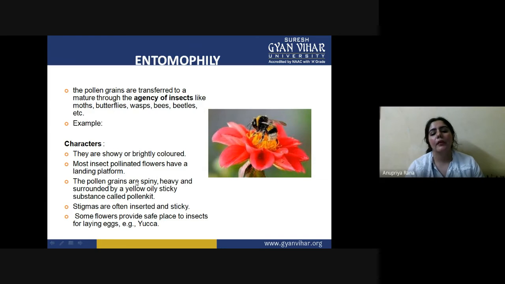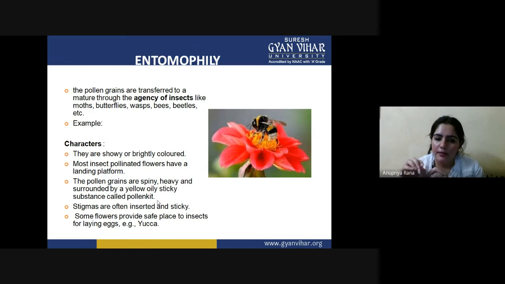The pollen grains are spiny, heavy, and surrounded by a yellow, oily, sticky substance called pollen kit. So basically, in this case, pollen has to be surrounded by a very sticky component that is called the pollen kit. Stigma is often inserted and sticky. Stigma also should be inserted, present inside, not outside, like in entomophily, hydrophily or anemophily.